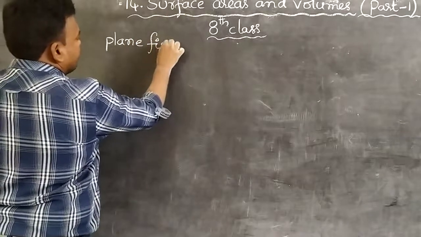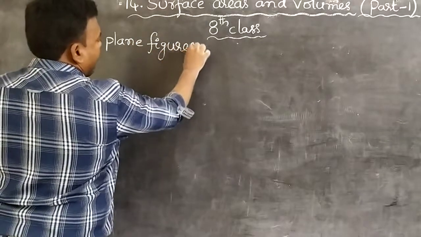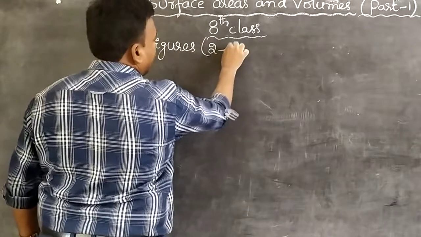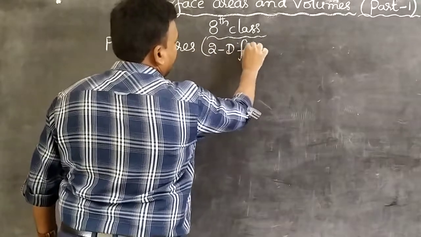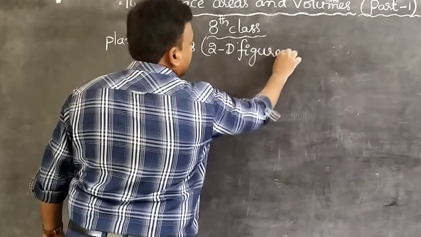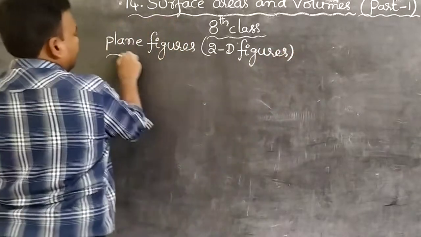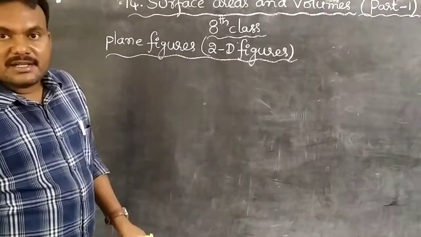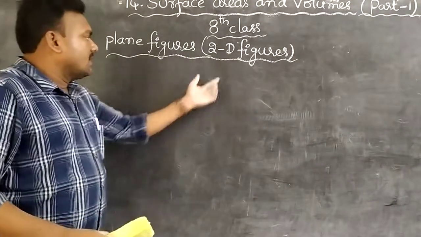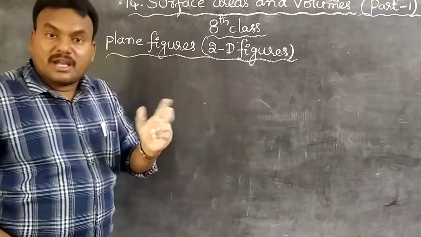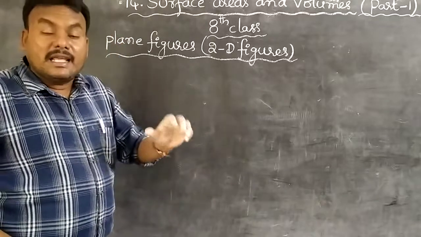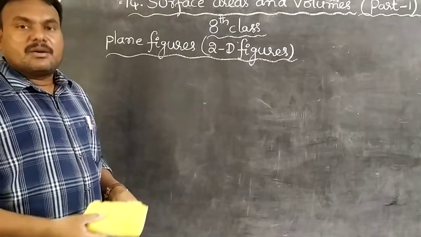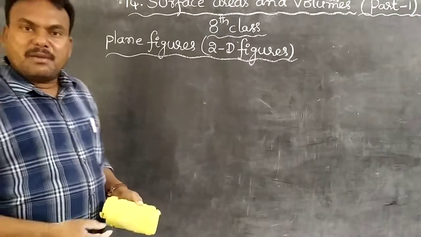Plane figures are also called 2D figures. Okay, students, D for dimensions. The figures consisting of two dimensions, that is length and breadth only. Observe the paper.